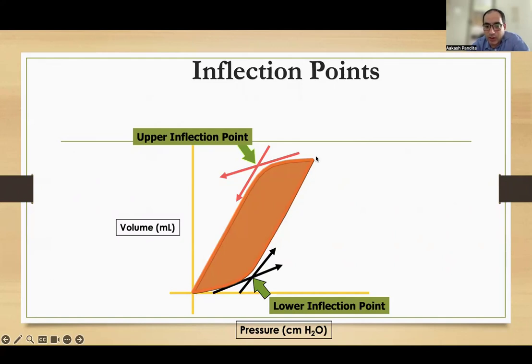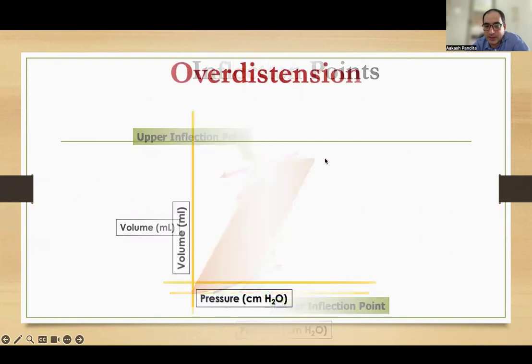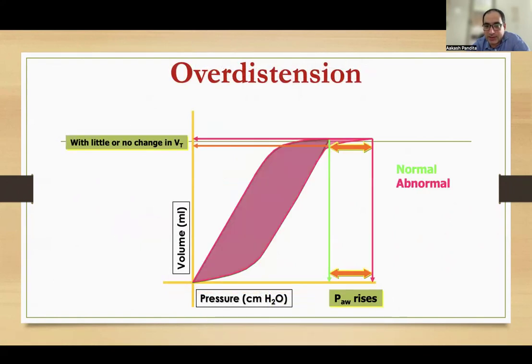And if we go beyond this upper point, there will be beaking. That is, there will again be wastage of pressure. We give pressures, but there is no increase in volume. So this is unnecessary added pressure which doesn't add to volume but can cause barotrauma, problems like air leak and pneumothorax. So we will always try to ventilate between this point and this point.